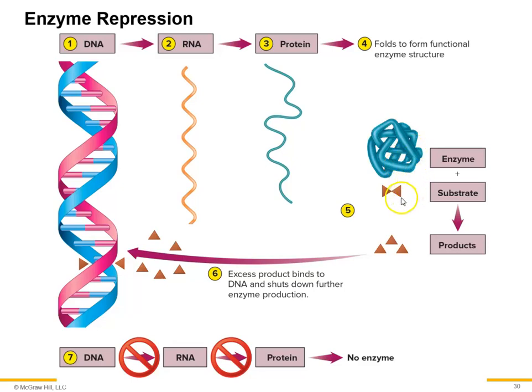Now the enzyme and the substrate react together to form products. And what happens here is the products of that reaction go back to the DNA and repress reading of that gene. Okay? So they turn off that gene. So there's no RNA copy made, or transcript made. And then there's no translation that occurs, so you can't make the protein. So overall, you get no enzyme made when you repress the gene.